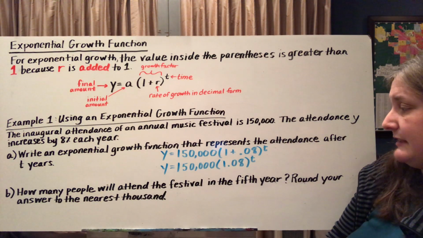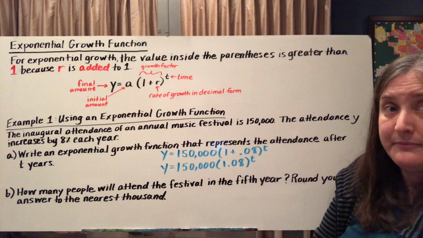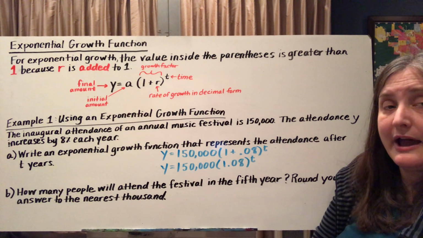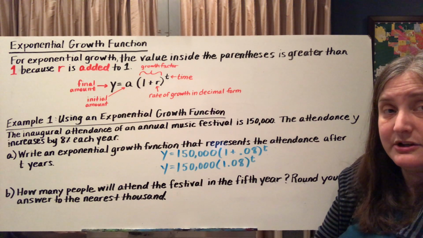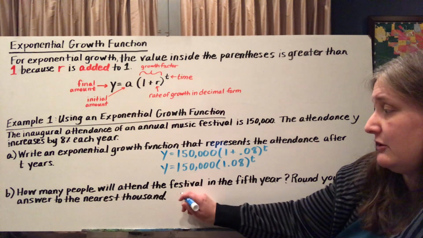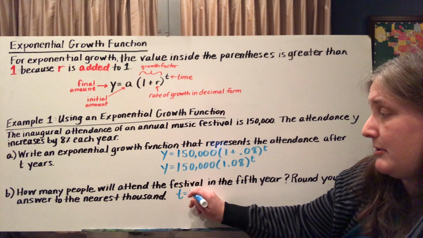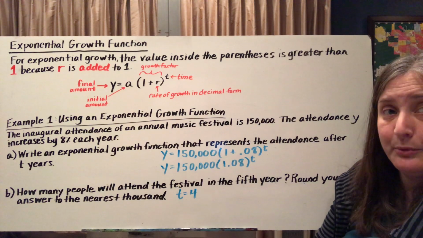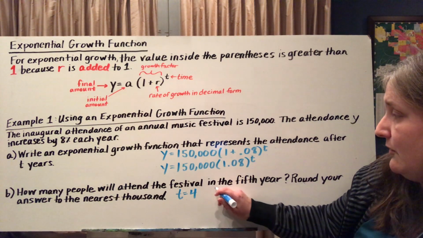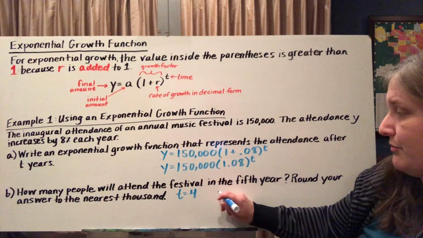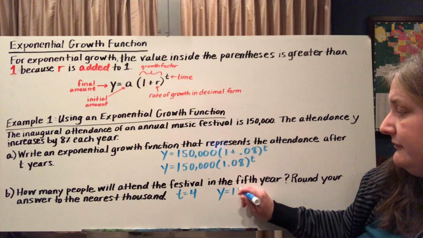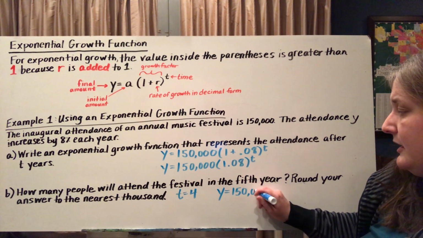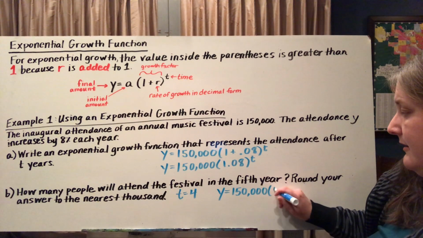So how many people will attend the festival in the 5th year? Well, the first year we're going to count as year 0. That's the initial year. So the 5th year is actually going to be represented by the number 4. So the time will be 4. So I'm going to take my exponential growth function here, and in the place of t, I'm going to put in 4.